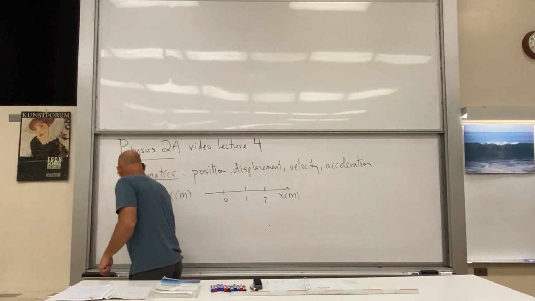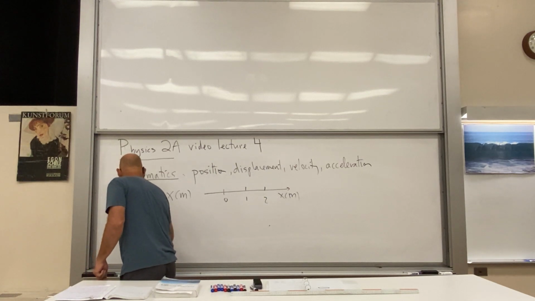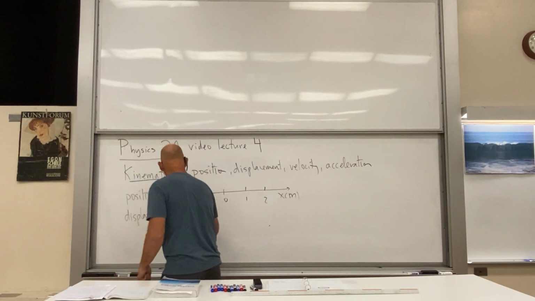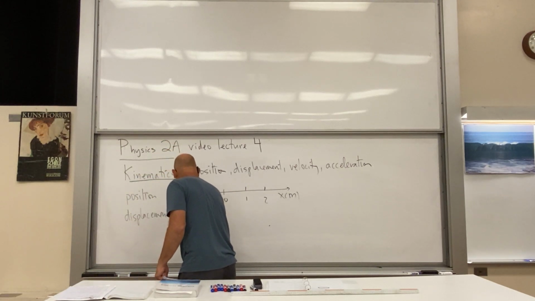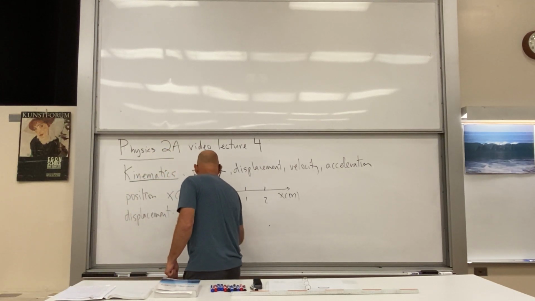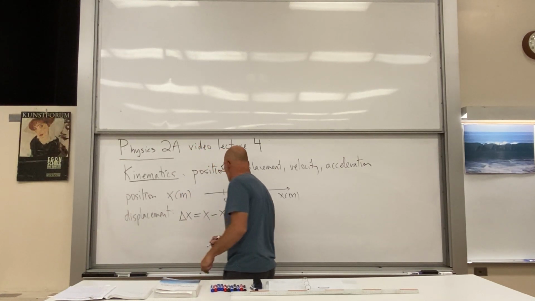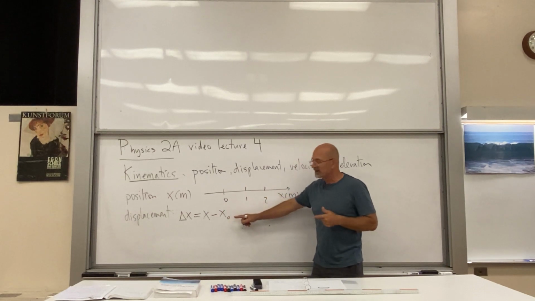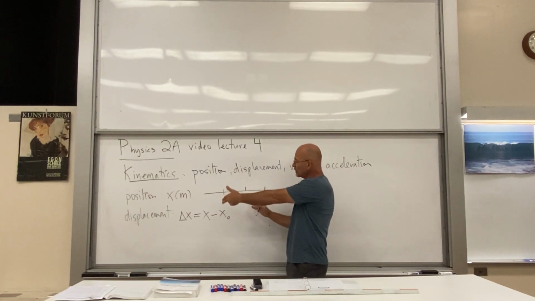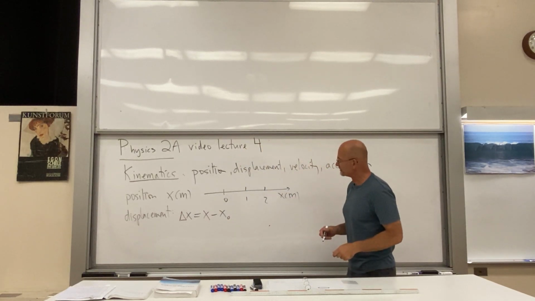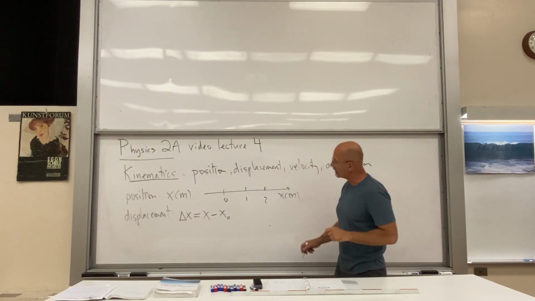The displacement is the change of the position from one point to another. So displacement we call delta x. I can sometimes write x minus x0, or I can write x final minus x initial. The point is there are 2 places, and the difference between those positions is the displacement. Units are also in meters.